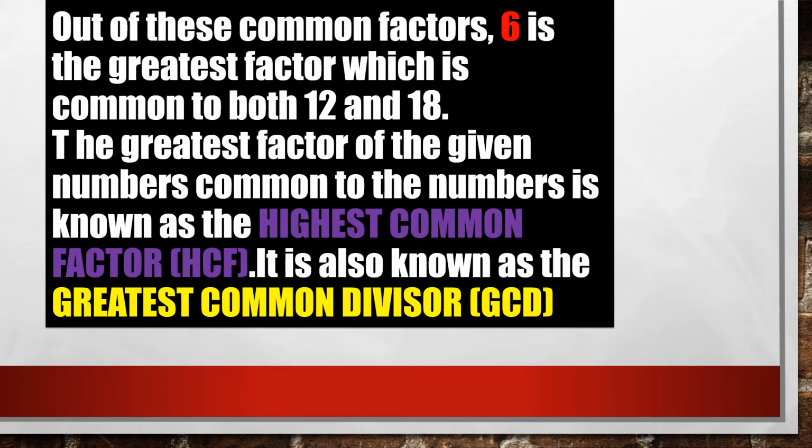What is this highest common factor? The greatest factor of the given numbers common to the numbers is known as the highest common factor. Usually, we call it HCF. It is also known as the greatest common divisor, GCD. So for our first question, where we found the common factors of 12 and 18, we can say the HCF of 12 and 18 equals 6.